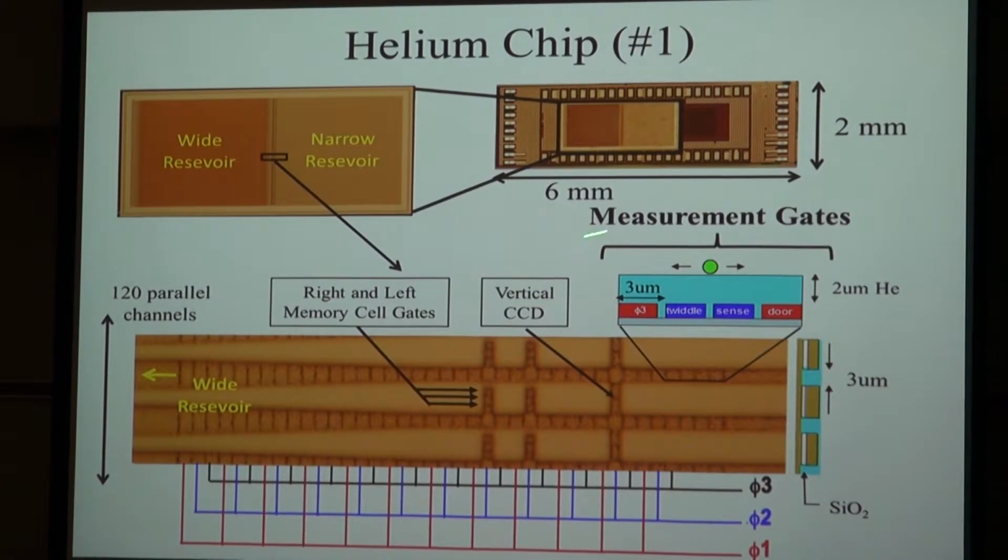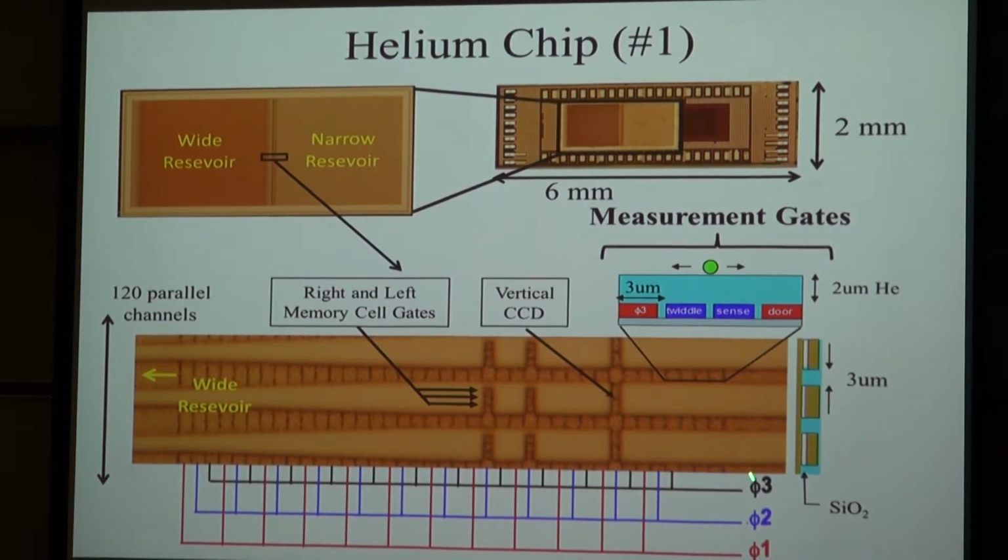Here is an actual picture of the chip. We have built several things, but there's a region in here that we're going to use. We have something we call a wide reservoir and a narrow reservoir. That means we have channels here. This is after we've etched it. This is that top plane, and down below is the channel. We had wide channels here and narrow channels there. We weren't sure before we started whether we were going to be able to collect any electrons over here, and that's why we had the wide ones. But in fact, it worked just fine, and so we used electrons over there.